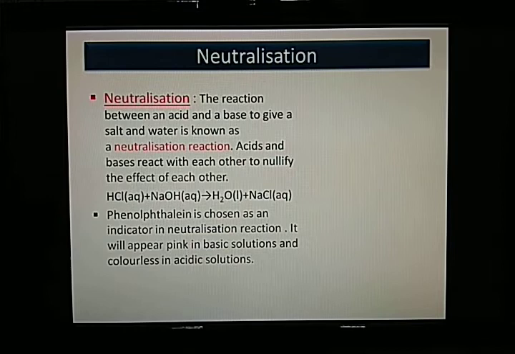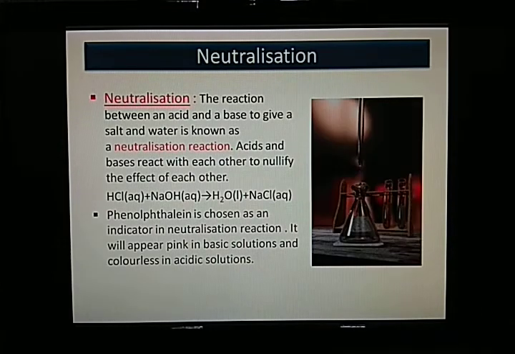Now we will add a few drops of sodium hydroxide solution. We keep on adding and stirring it with the help of a glass rod. Slowly, gradually, at some point of time, we will get a light pinkish color. I can show you this. You can see here, it was colorless. Carefully see this diagram. It is colorless, and it has turned light pink.